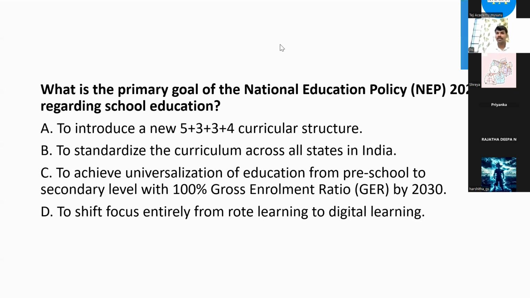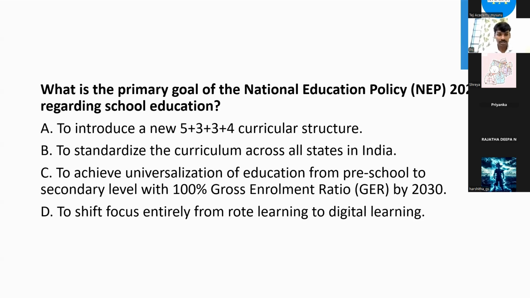I have to minimize the chat box for reading the question. I'll come back to it. So the first question is, what is the primary goal of National Education Policy NEP 2020 regarding school education? I'll read the question again. Please listen carefully.